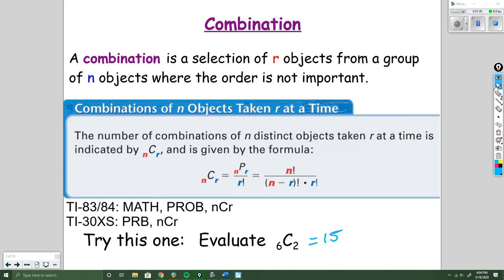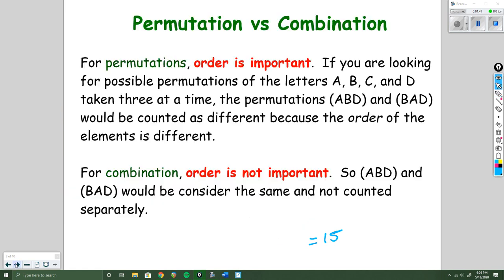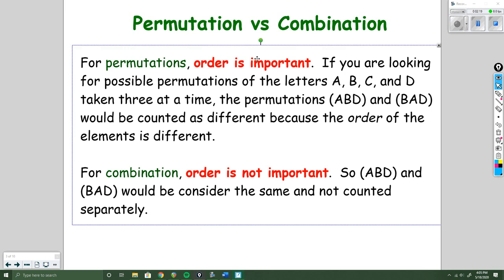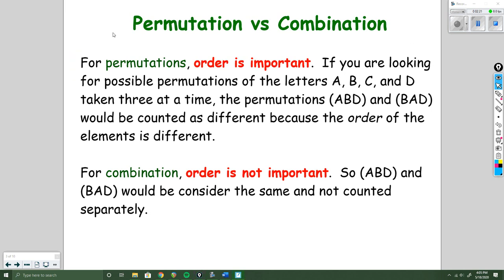So now let's elaborate. What's the difference between a combination and a permutation? Well, for permutations, order is important. For combinations, order is not important. That's the basic difference between permutations and combinations. And what we really mean is that for permutations, a different ordering of the objects would be 2 different events, and for combinations, a different ordering of the objects would not be 2 different events.